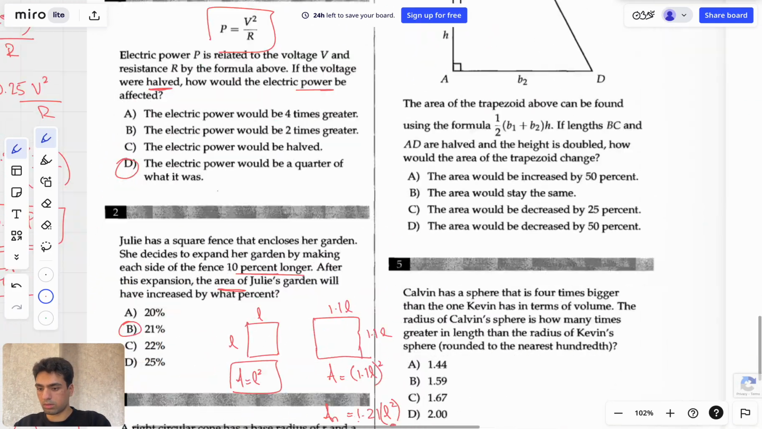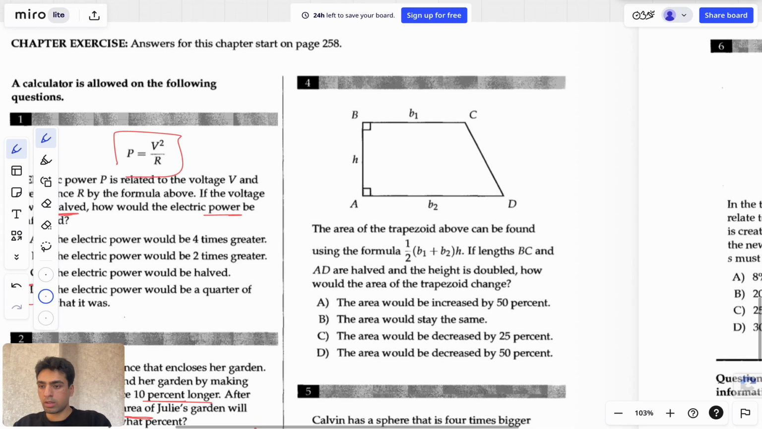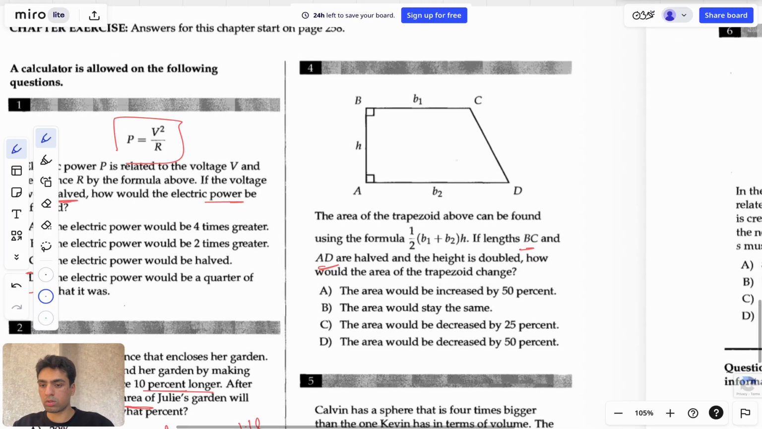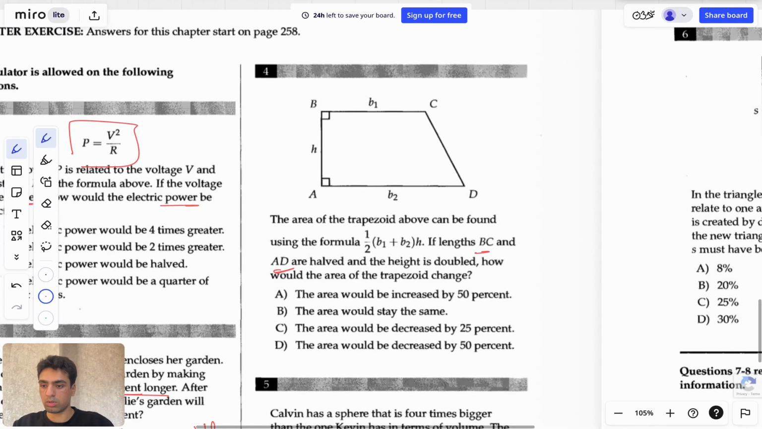Question 4. So we have a trapezium. That's the formula. It says the lengths of BC and AD are halved. So how would the area change? So that's the original. The new one is going to be, everything else remains the same, but the lengths of BC and AD would be much smaller. So you can write this as 0.5 B1 and 0.5 B2. H remains the same.